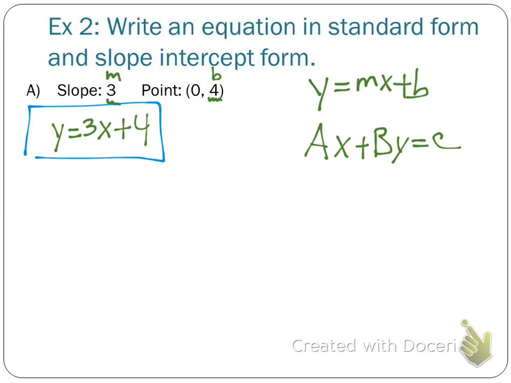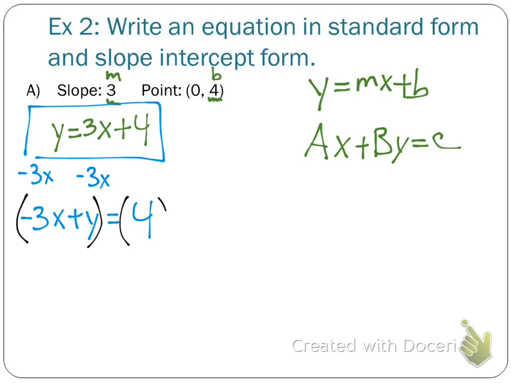How would I change that to make standard form work as well? Yep, we got to move the 3x. So I'm going to subtract 3x from both sides. Write it up front. I want the x, then the y, then the equal sign, then the constant. Am I done? Nope. What's the problem? You can't have the negative up front. So what should I do? Multiply everything by a -1. Good. So that would give me 3x minus y equals -4.